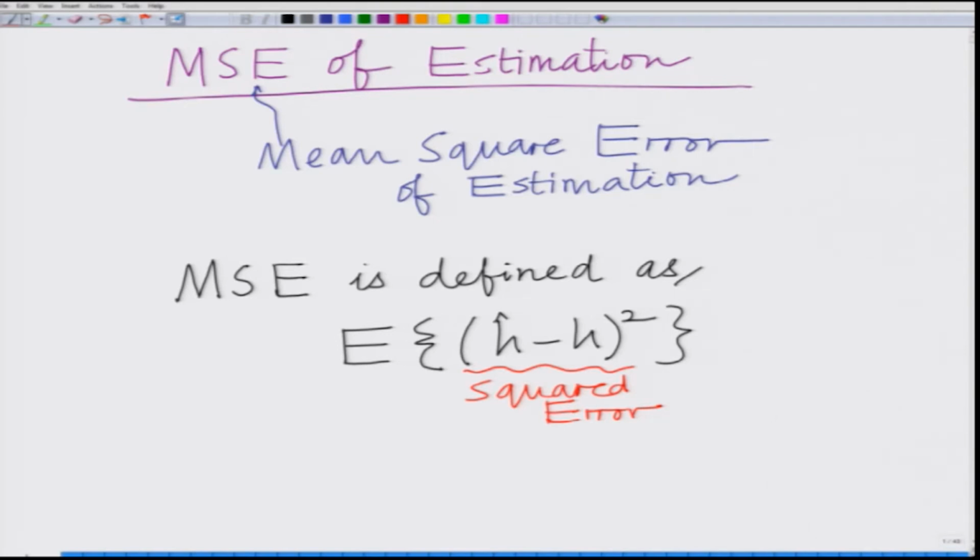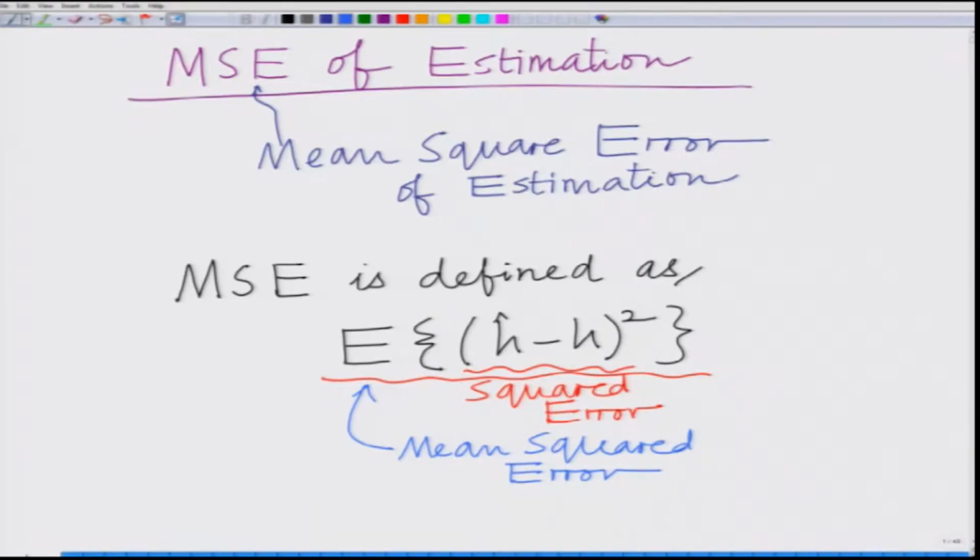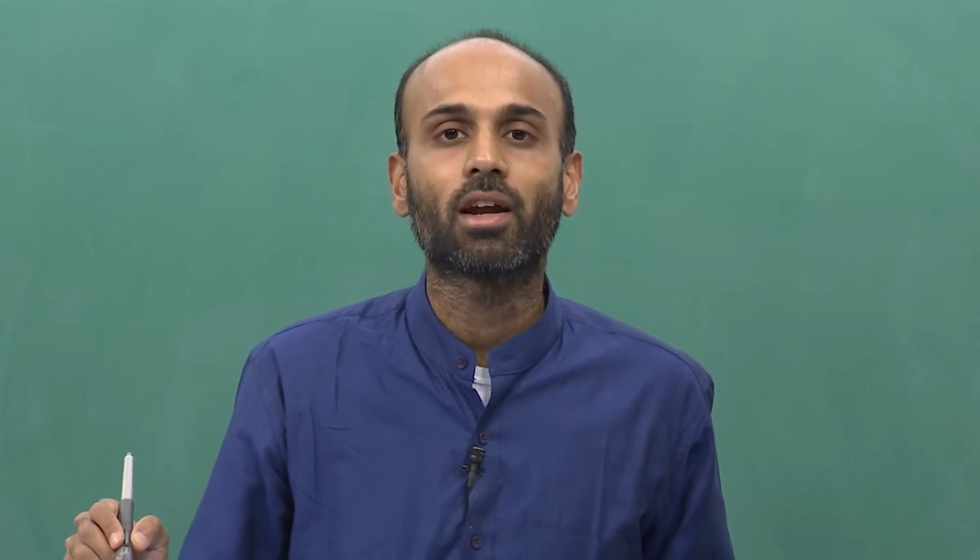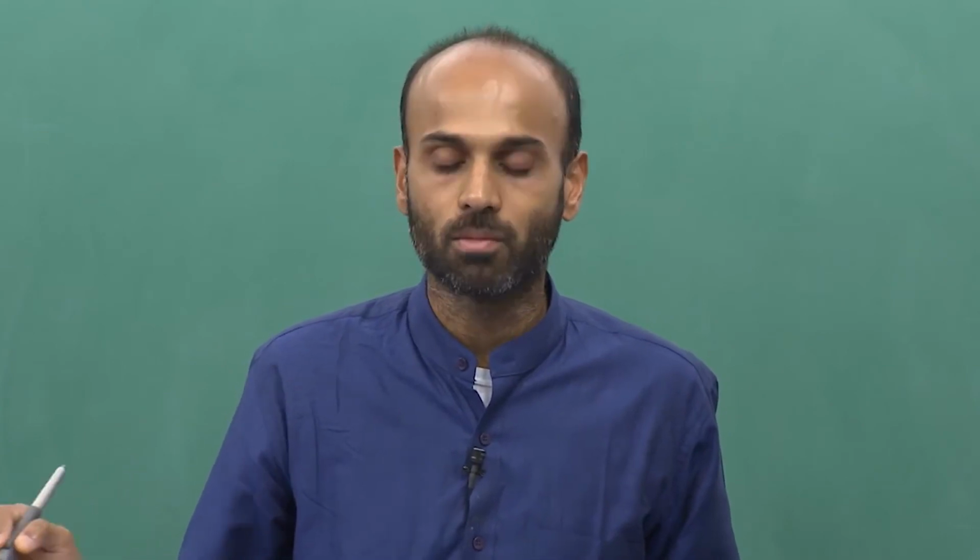Okay. So this is basically your squared error, and once you take the expected value, this becomes your mean squared error, and this is an important parameter, correct. When we talk about the MMSE estimation, or when we talk about any estimation, when we want to characterize the quality of the estimate or how accurate the estimate is, we have to characterize it in terms of the mean squared error of estimation, okay.